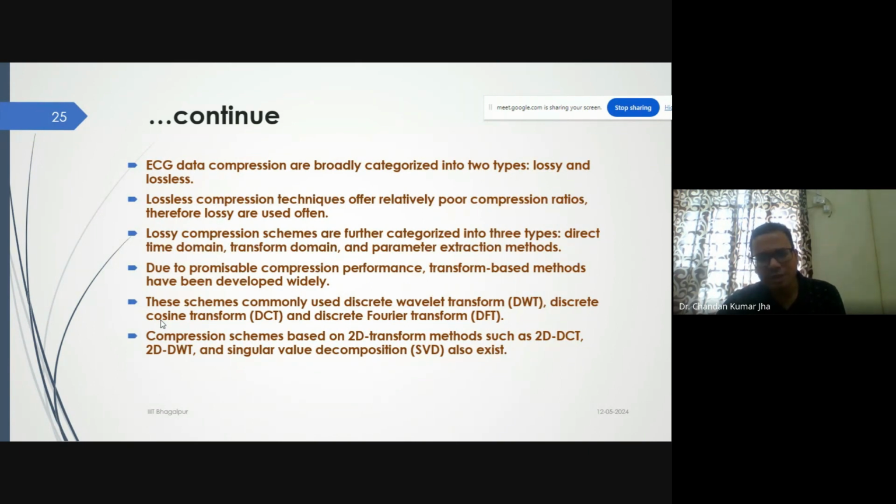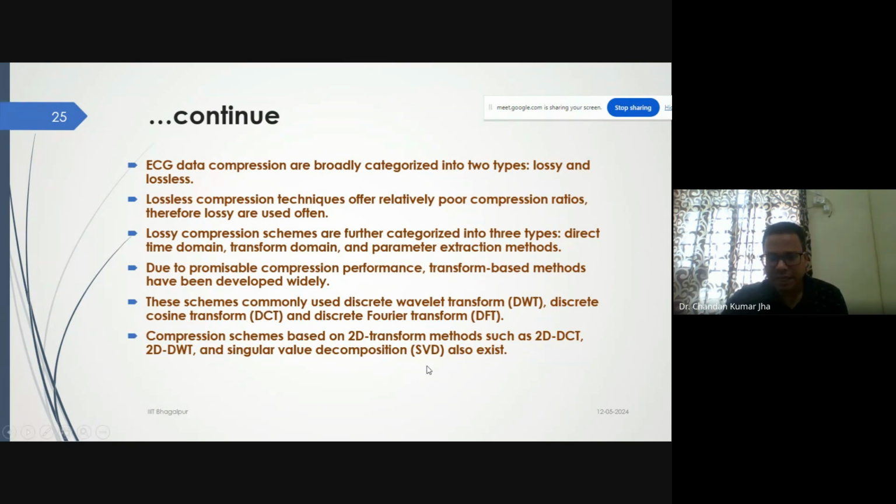But from the research point of view, many lossy compression techniques have been developed, and based on the technique, they have been divided into three types: direct time domain, transform domain, and parameter extraction techniques. Direct time domain methods are based on simply taking the signal in the time domain and applying a certain technique directly in the time domain. This technique does not have very good performance measures, so it has not been developed very widely. In terms of the different performance measures, transform domain methods have been developed very widely, and since they offer promising compression performance, they are widely used and developed.